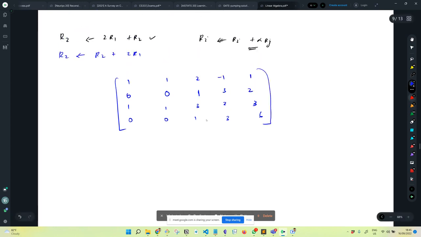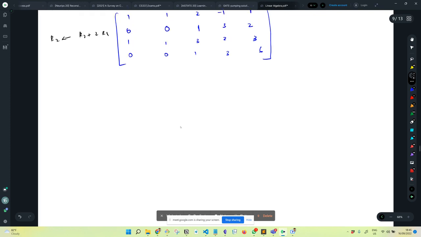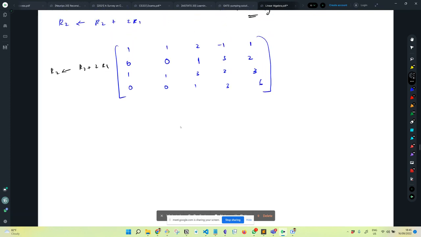How did you obtain this matrix? We obtained it by applying the operation R2 equals R2 plus 2 times R1. Now, following our procedure, next we want to target this entry. We want to make this entry 0. Can somebody suggest an operation?